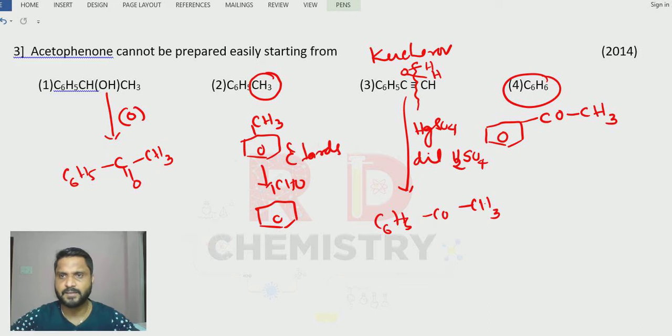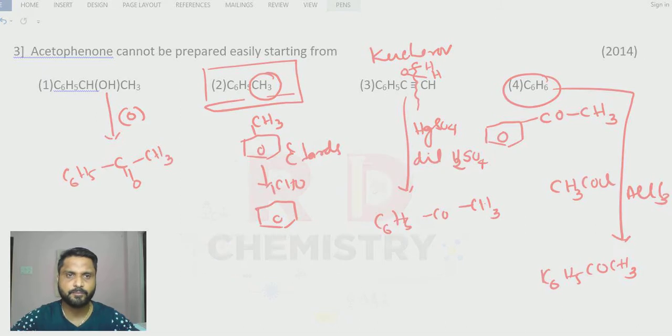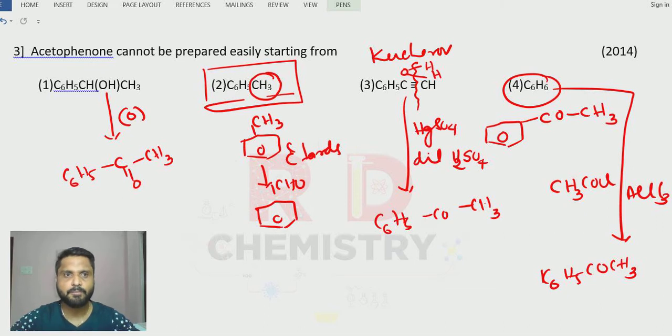And using a benzene, this is a benzene. When benzene is subjected to acetylation with the CH3COCl using anhydrous aluminium chloride, we can get a benzene ring attached to the COCH3, correct? So we can prepare the acetophenone from all the three types except the second option, correct? We cannot prepare from the option number 2. That is the answer here, okay?